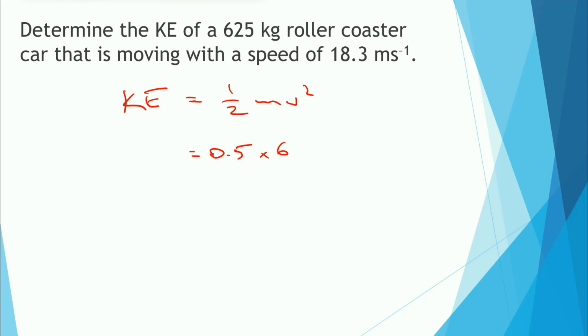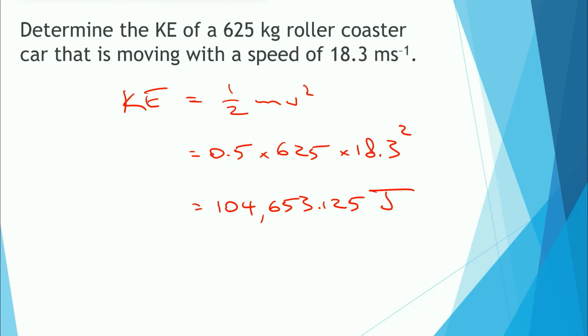Our mass is 625. Our velocity is 18.3, but remember that is squared. And now we reach for the calculator on this one, and that comes out at 104,653.125. So that's an eighth of a joule. So there we go. There's our answer.